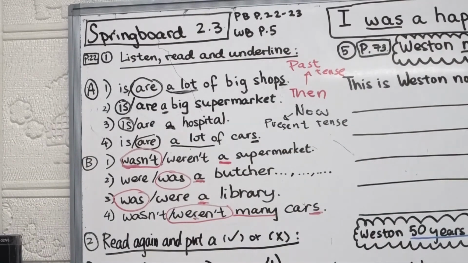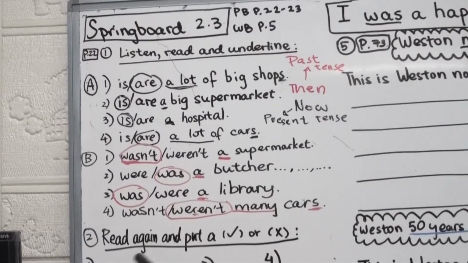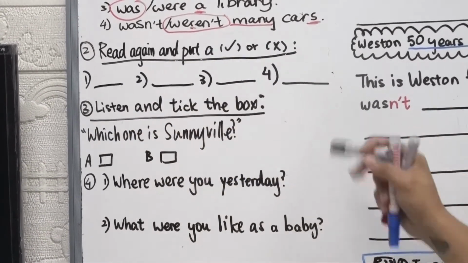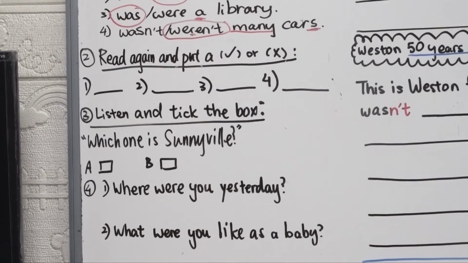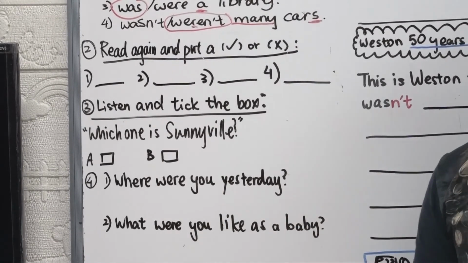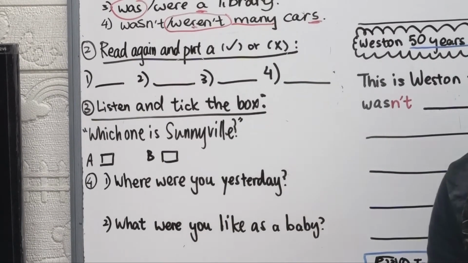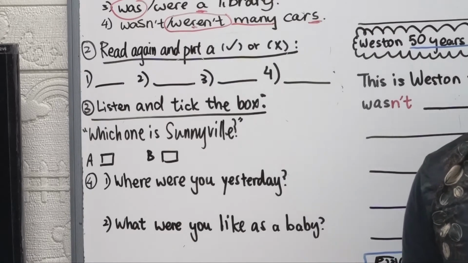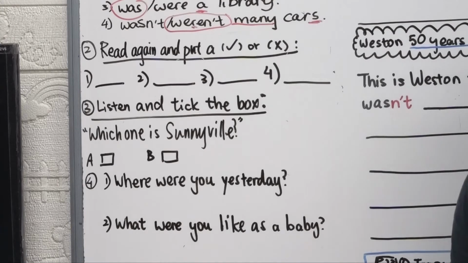Alright, so it was a quiet town then, which means past tense. Now let's go on to part 2, where we have to read again and put a tick or a cross in questions number 1 to 4. So very simple. Let's try to look at the example. Question number 1. There is a hospital in Small Town Now. So which picture is now? Is it A or B? Very good. A is now. So let's try to look at the story of now. Try to look for the word hospital. Can you find the word hospital in picture A?